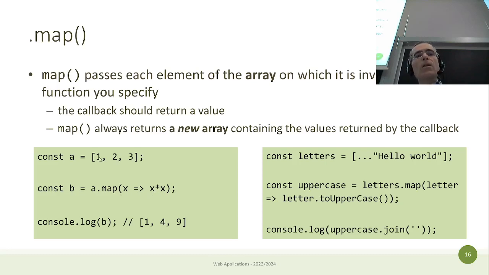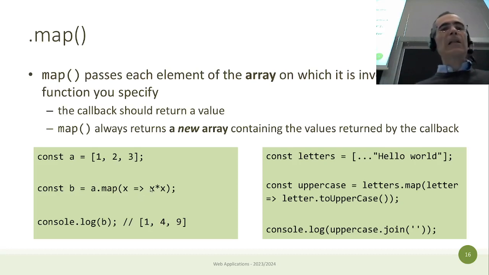Okay? So, first time it calls the callback on 1, so the callback performs the operation 1 times 1, the result is 1, that's the return value. The map takes the return value and puts it into a new array, okay, in the same position. So first element will produce the result for the first position of the new array, second element for the second element, and so on. So 2 times 2, that's 4, and 3 times 3, it's 9, okay?